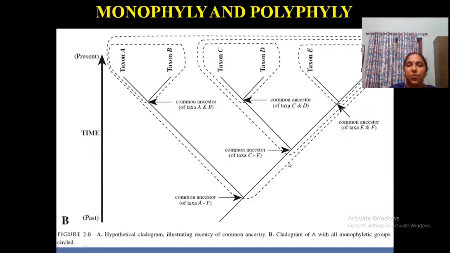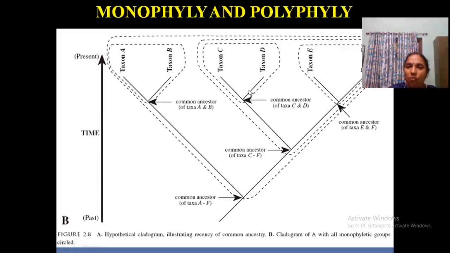Now, in this picture you can see this is a common ancestor of C, D, E and F, common ancestor of A and B, common ancestor of C and D. These two are closely related, because this is the most recent ancestor of these two groups. Clear? And see, this hypothetical diagram showing monophyly. This dotted circle indicates monophyly. This is also another monophyly. This is a small monophyly group.